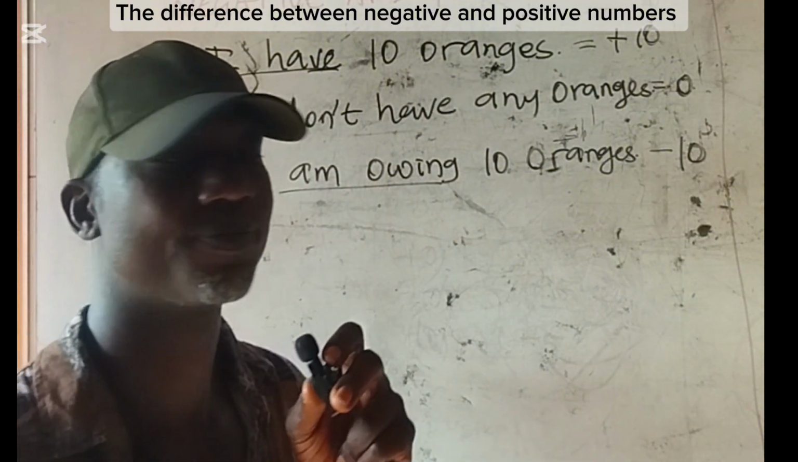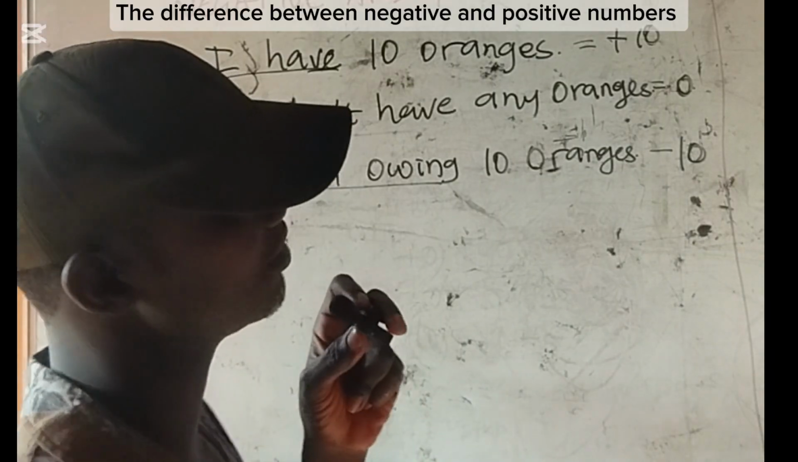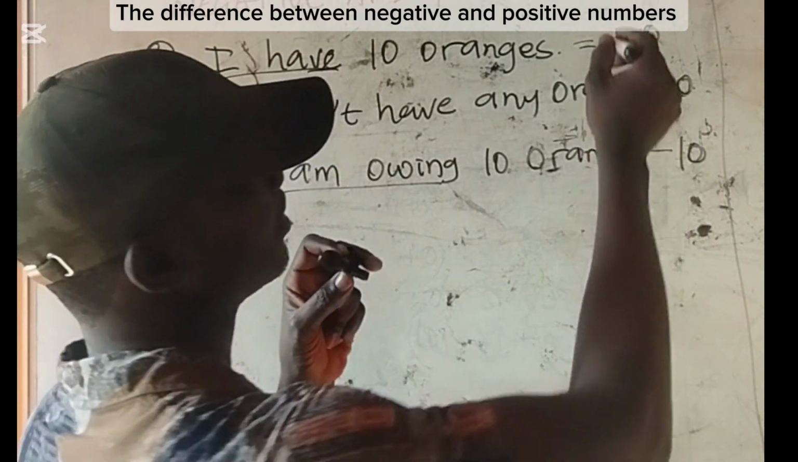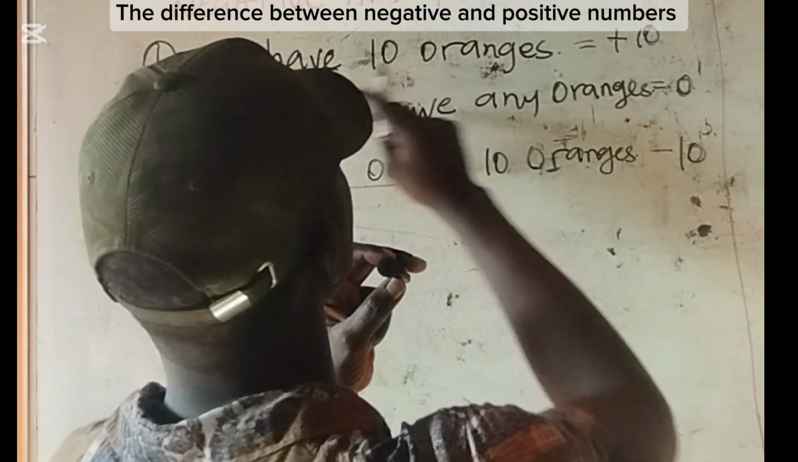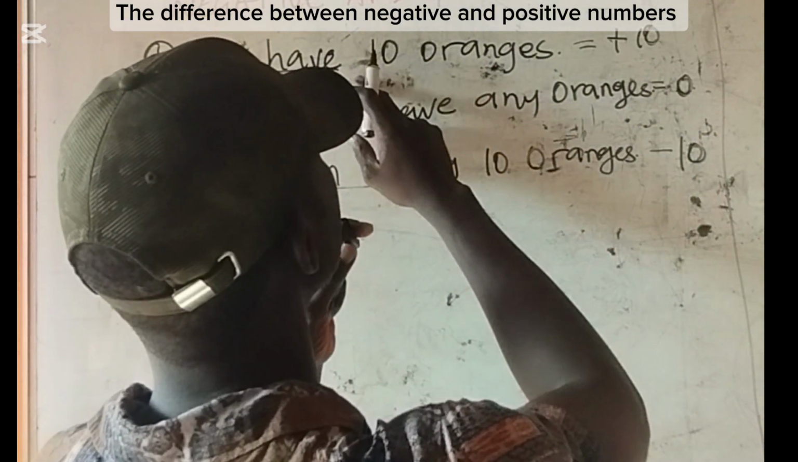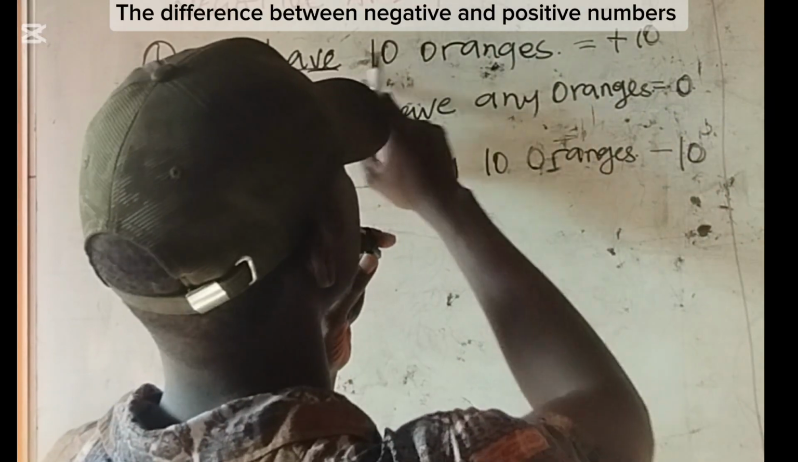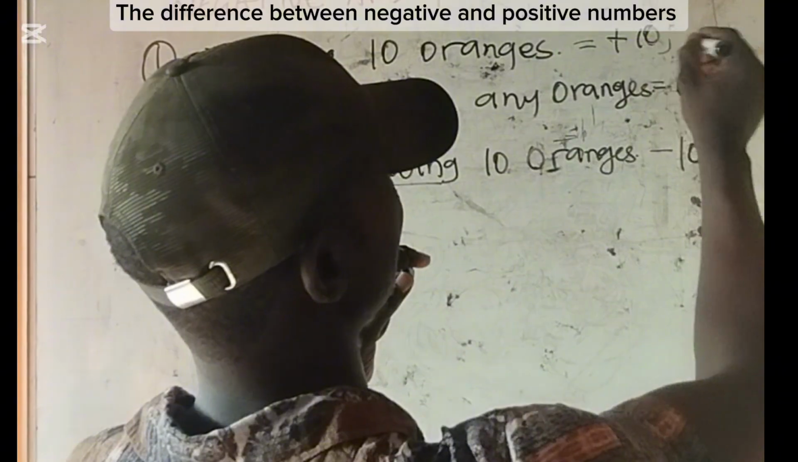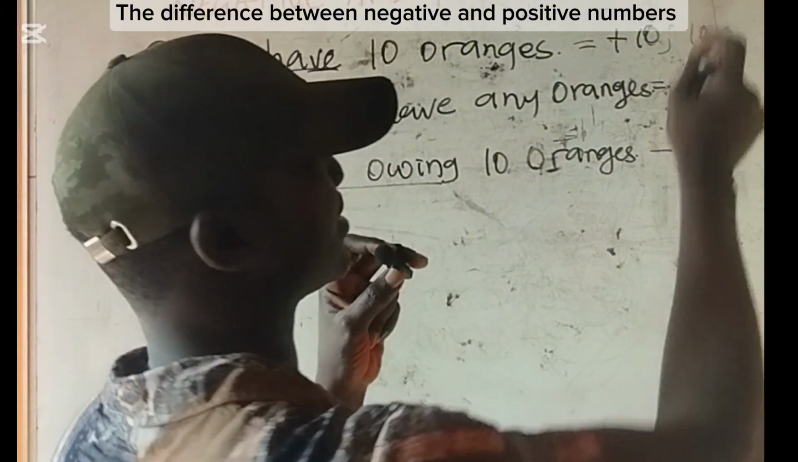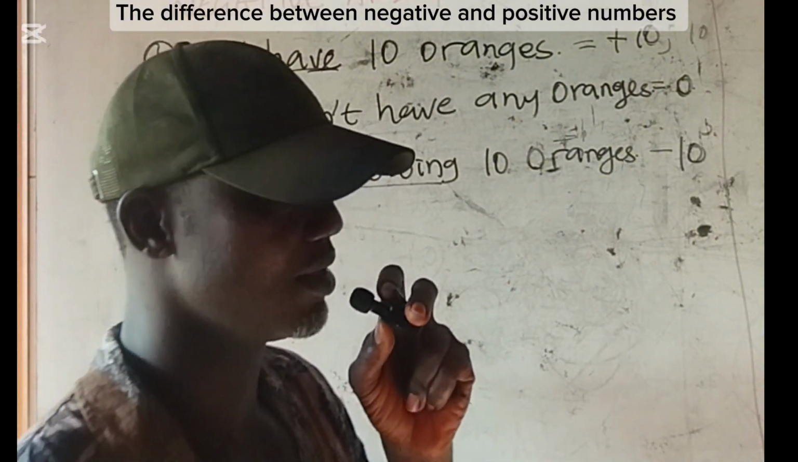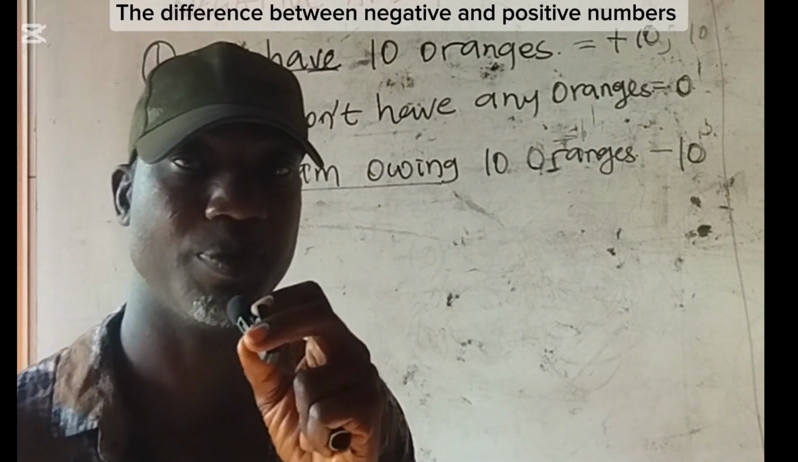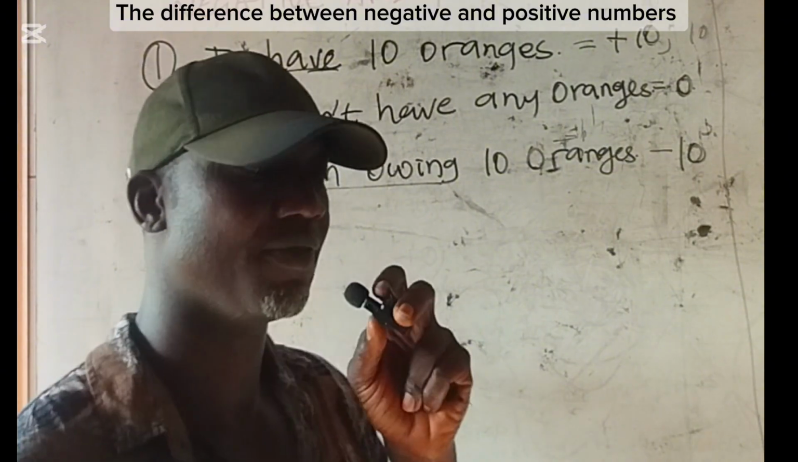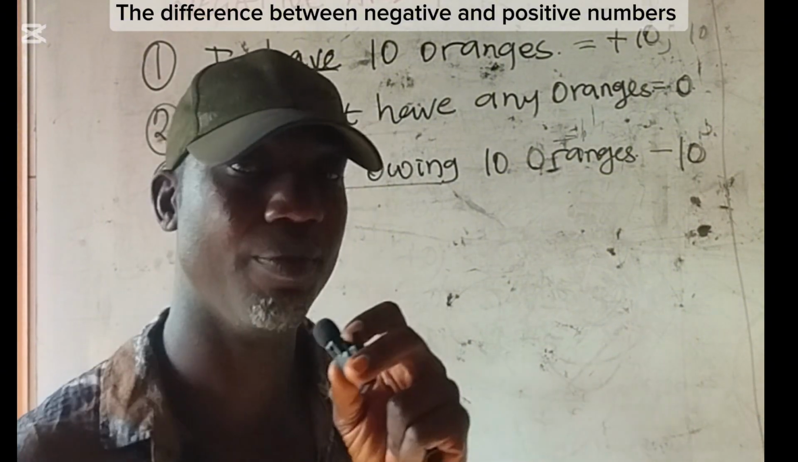This is very important. We're almost coming to the end of the video, but I want to point out something very important. Sometimes at this state, if I'm asked how many oranges do I have, at this state where I have 10 oranges, instead of writing plus 10, I can say I have 10 oranges without indicating the plus there. It doesn't mean that it is not a positive number. So the point I want to bring out is that positive number can be written with the plus at the front or written without the plus.